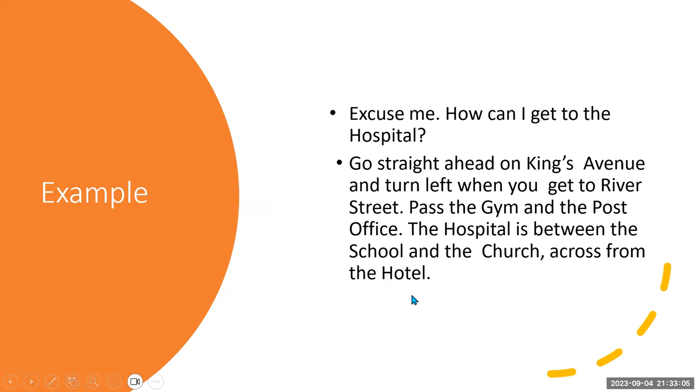Okay, what else? I got an example here. Excuse me, how can I get to the hospital? Go straight ahead on Kings Avenue and turn left when you get to River Street. Pass the gym and the post office. The hospital is between the school and the church, across from the hotel. Yeah, quite easy, you know?